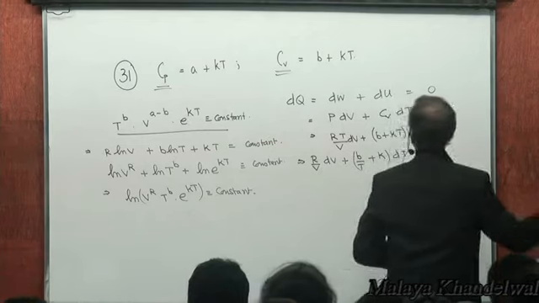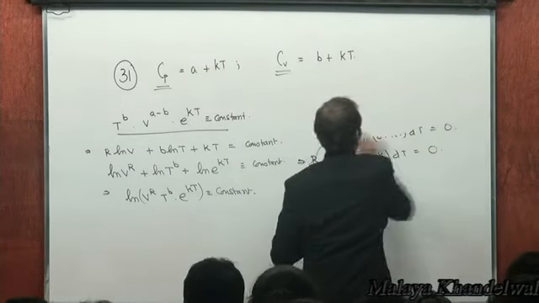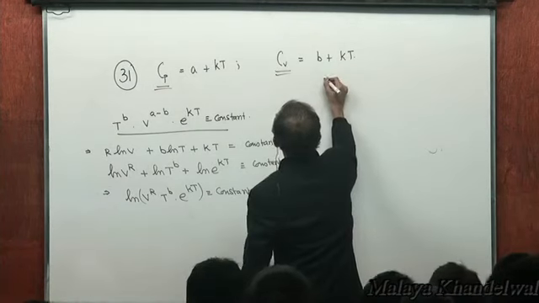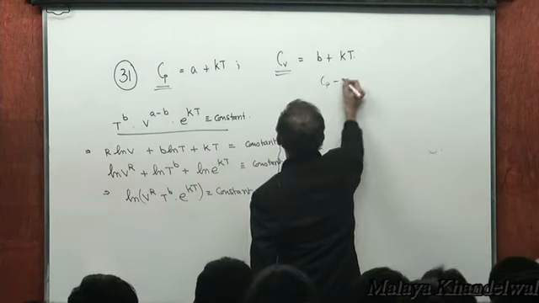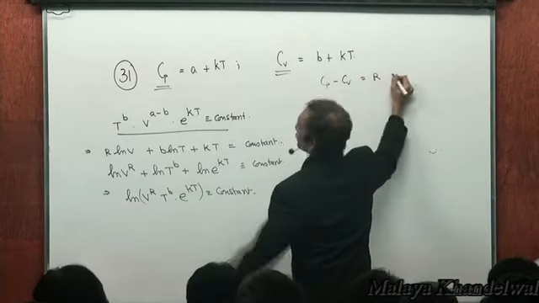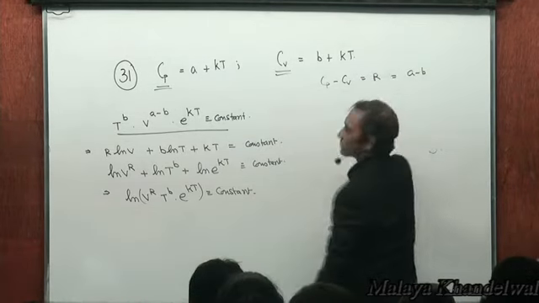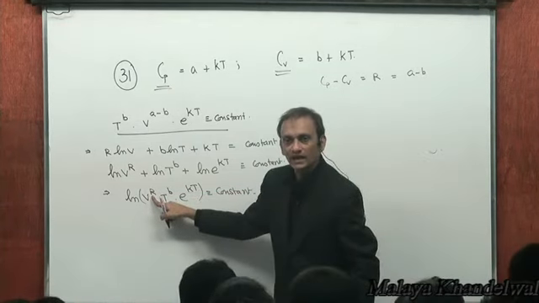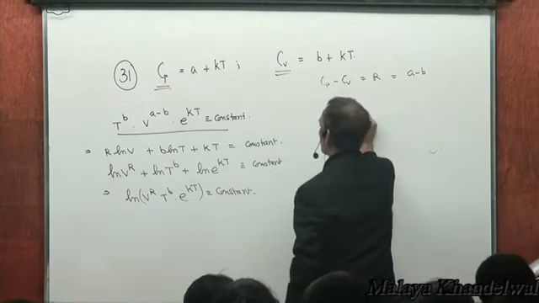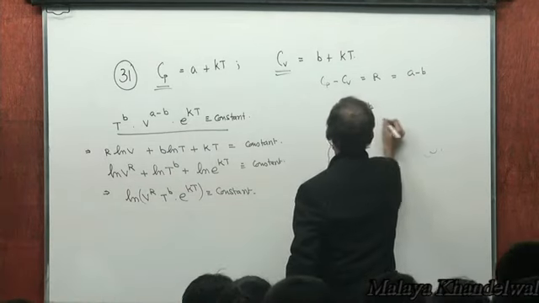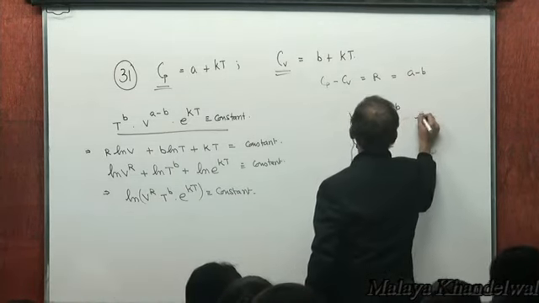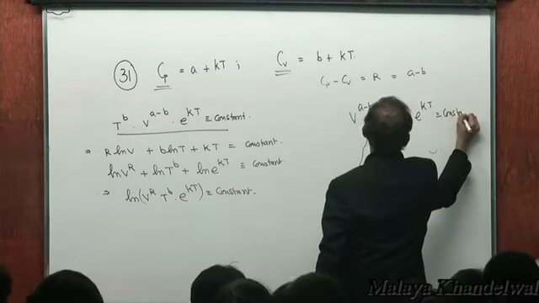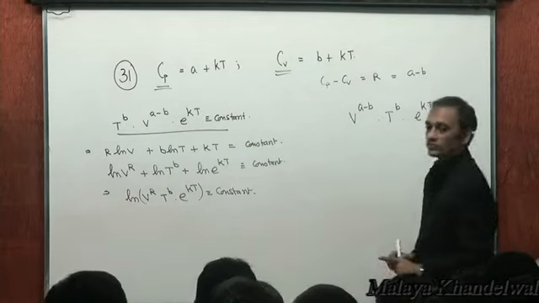Absolutely. See, Cp minus Cv will still be R, and therefore A minus B is R, right? So this R I write as A minus B. So V to the power A minus B into T to the power B into e to the power Kt must be constant. That's the process.